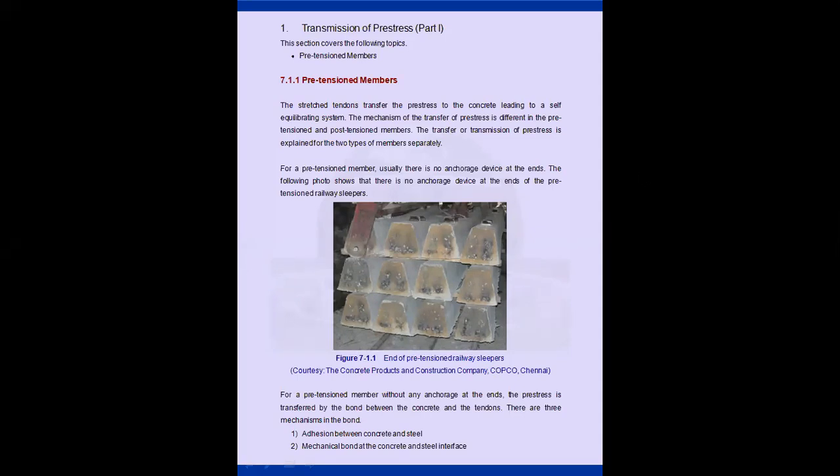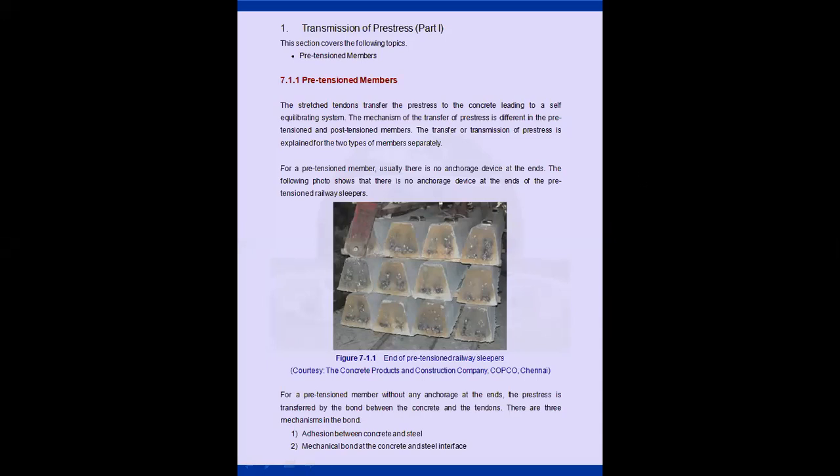Usually there is no anchor device at the ends. The following picture shows a railway sleeper, where the ends are not anchored. When the ends are not anchored, they are going to be pre-tensioned members. At the ends, pre-tensioned railway sleepers are the best example.